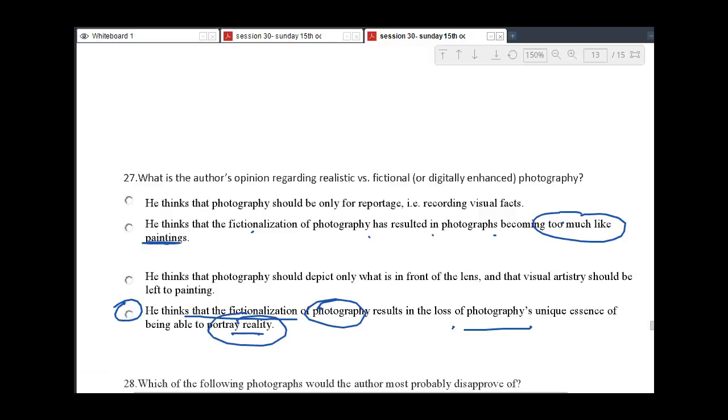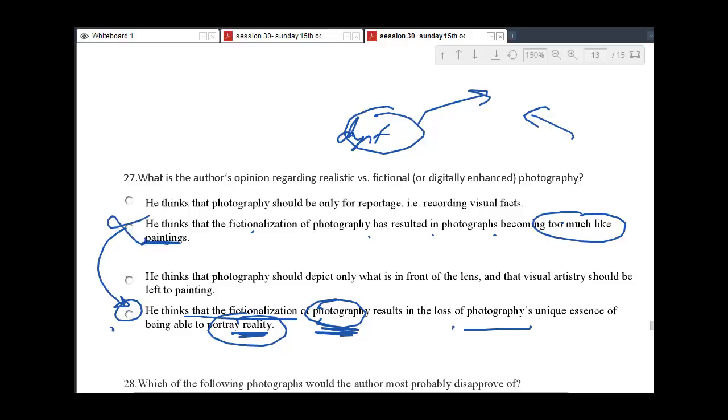So reality is the concern of the author. If I compare this with this, the author would be more in favor of this option. The author has said that because of digitization, photography has moved away from reality. He has nowhere said that because of digitization, photography has become like painting. So the painting option would not be so good as this option. And he has nowhere said that photography should only report facts.